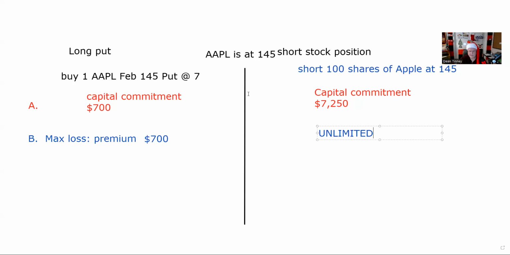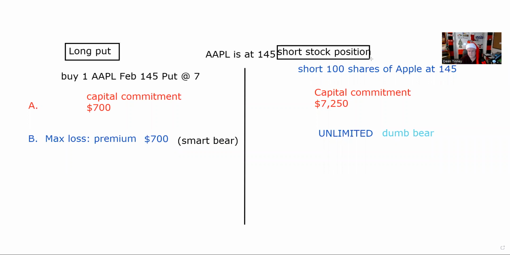The way I always tease about it, right, is I always say, if you buy the put and you're wrong, you're a smart bear. I'm always joking about don't be a dumb bear. Bears think things are going down. Now, you could do things to mitigate that risk, but that's not what this question is about, right? It's just comparing the long put position with the short stock position. Right, that's what we're comparing, these two positions. So B is true.